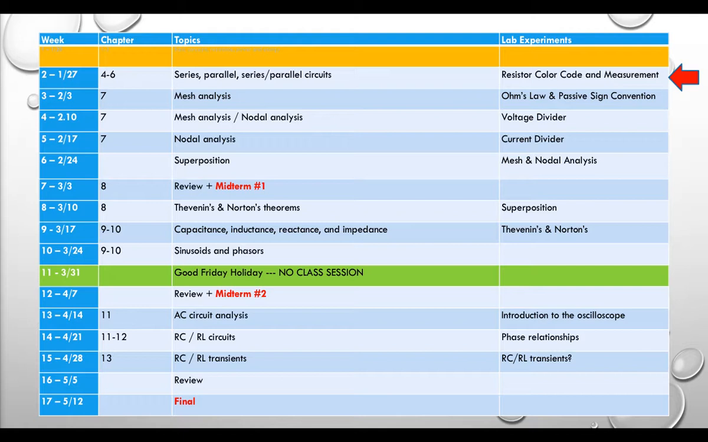So here's our semester. We've done the first line there, the orange line. Today's topic is series, parallel and combination series parallel circuits. And then the lab is going to be the resistor color code and measurement.